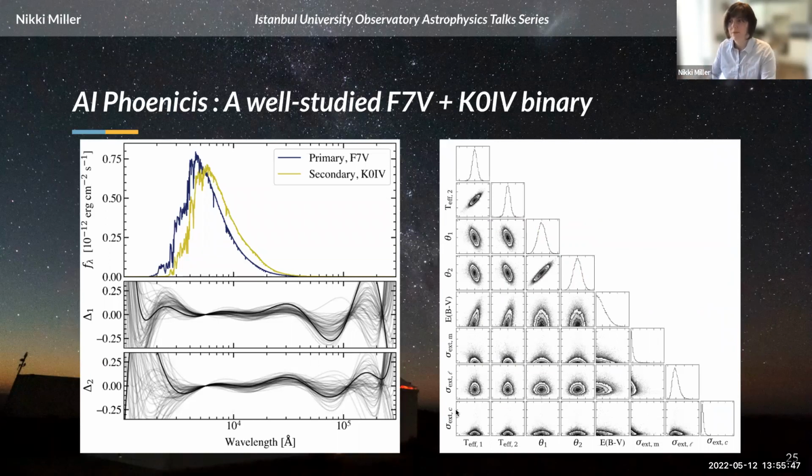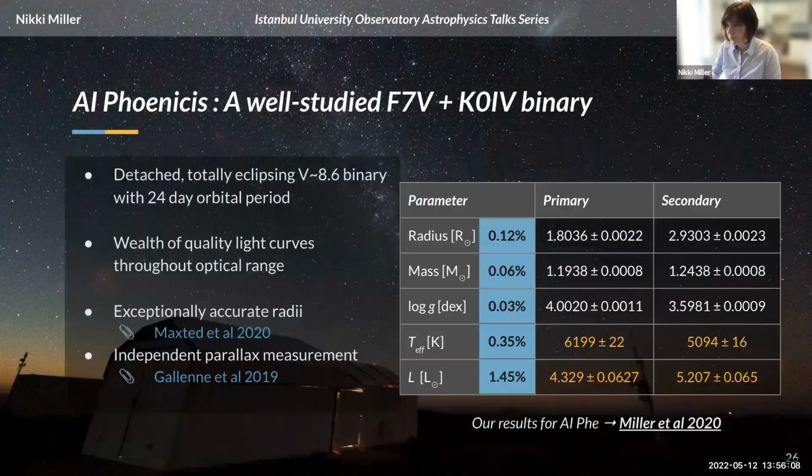So our result here is the still version of that distortion plot that I showed you just before. This is the best solution for the system, and also the corner plot showing all of the free parameters that we had going through the fit. And as you'd kind of expect, the temperatures are a little bit correlated, but there's nothing unusual going on. And we land on these results.